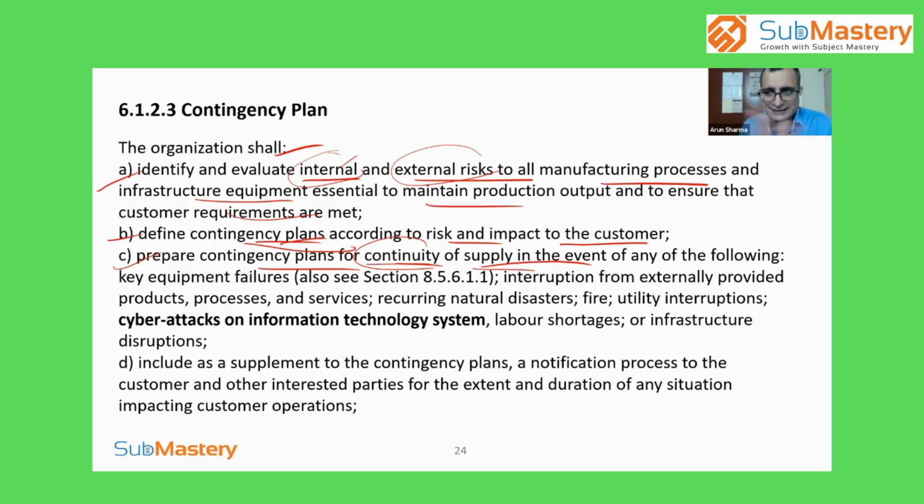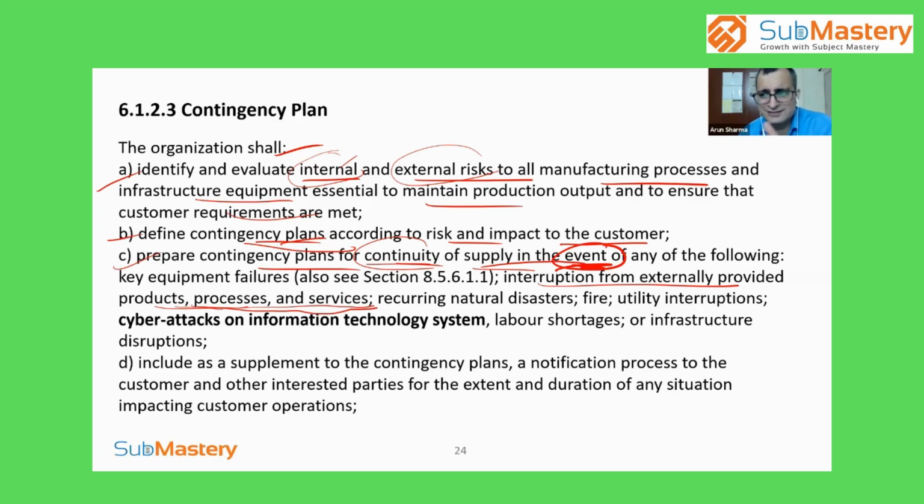That's the intention. So contingency needs to be defined for some specific events. Please understand, that's mandatory. You can define for other factors also, but at least for these events the contingency must be defined. What are those events? Interruption from externally provided product, process and services. Don't get confused when it is written externally provided product, process and services. It means supplier, vendor. That's it.